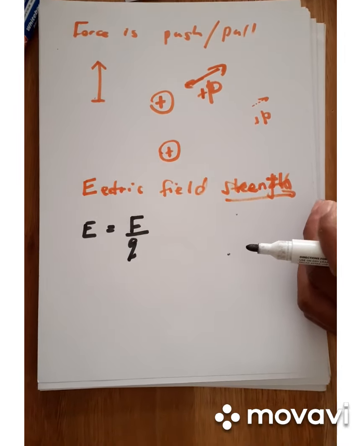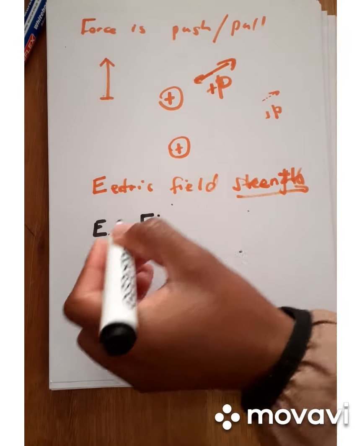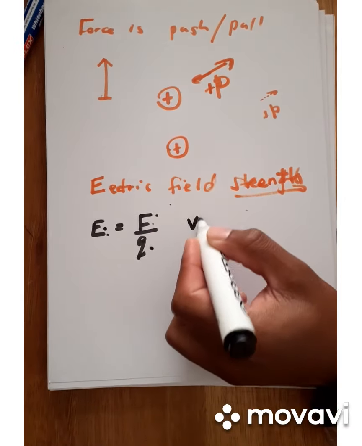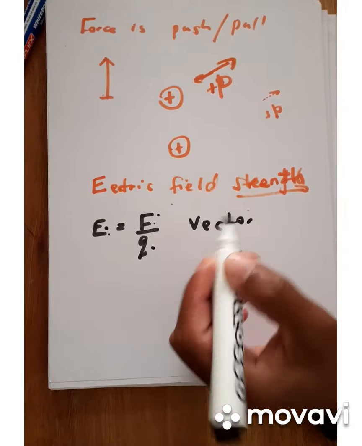Which means if you are decreasing the distance, the force is going to increase. Therefore, automatically the strength is going to be stronger as well. But now a force is a what? A force is a vector quantity. Therefore, a charge is a scalar quantity. Automatically, this is going to be a vector quantity.